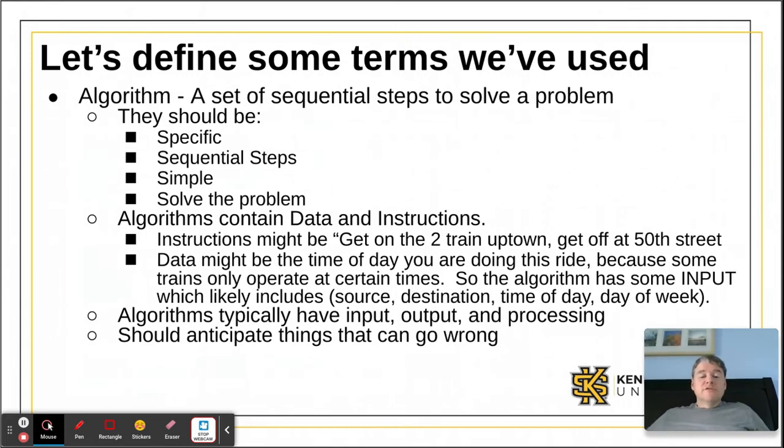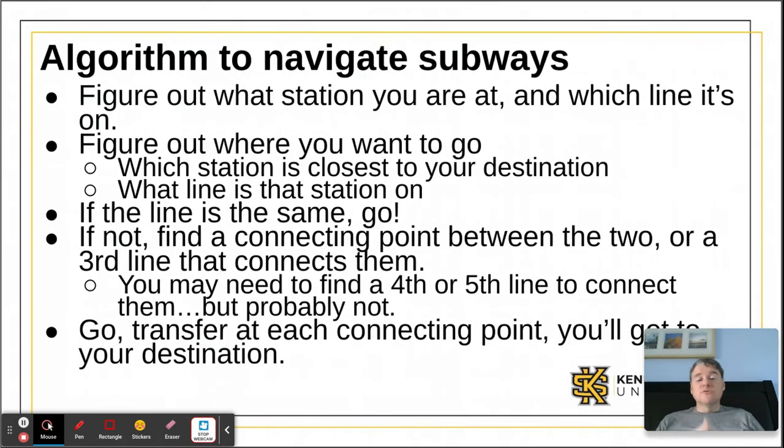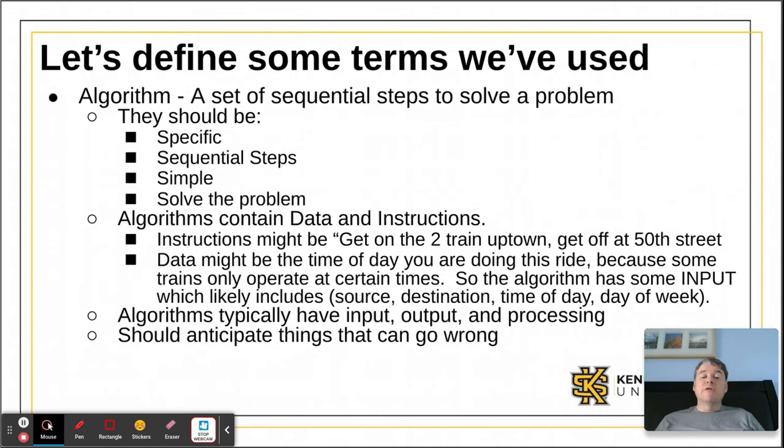Okay, so algorithms contain two different parts, data and instructions. So let's talk about the difference between the two. An instruction is what we originally wrote here. This was our algorithm for navigating subways. Each one of those bullet points is an instruction. Find out what station you're at and which line it's on. That is one instruction, or two, depending on how you break down the comma. And so these are individual instructions. They're executable by the computer, and they're understandable by the human.